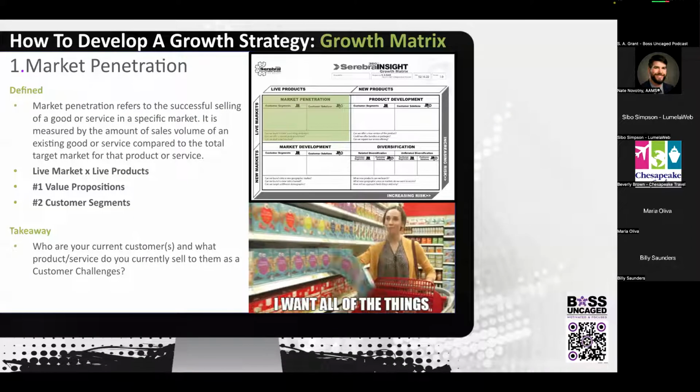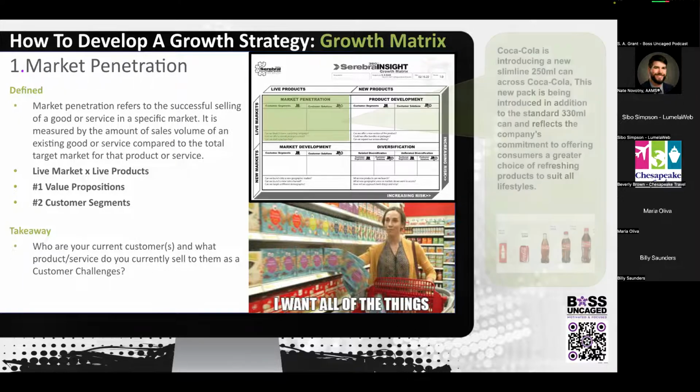So, market penetration. This is when I really get excited, because the business model is very transparent, but this is where you can really get creative with your information. On the left hand side, you can see it's a live market and your live product. So we're talking about our current products and our current customers, and then we apply our value proposition and our customer segments to this particular block. So how do we scale and move that down the pipeline? How do we sell more product to that individual if we're already selling to them?